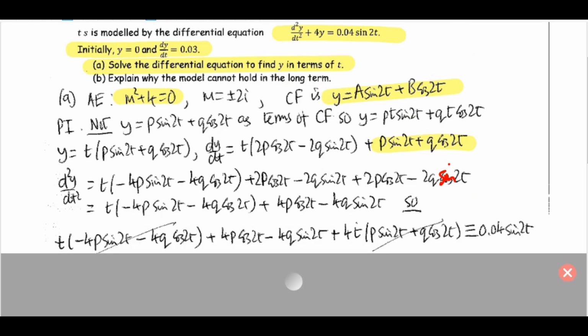You will get d2y by dt squared is all of that stuff: t into minus 4p sine 2t minus 4q cos 2t, plus 4p cos 2t minus 4q sine 2t, and then plus 4y, which is plus 4t sine 2t plus q cos 2t. And the good news is, if you look carefully, that bit there and that bit there just completely cancel out. So all we're left with is 4p cos 2t minus 4q sine 2t is 0.04 sine 2t.